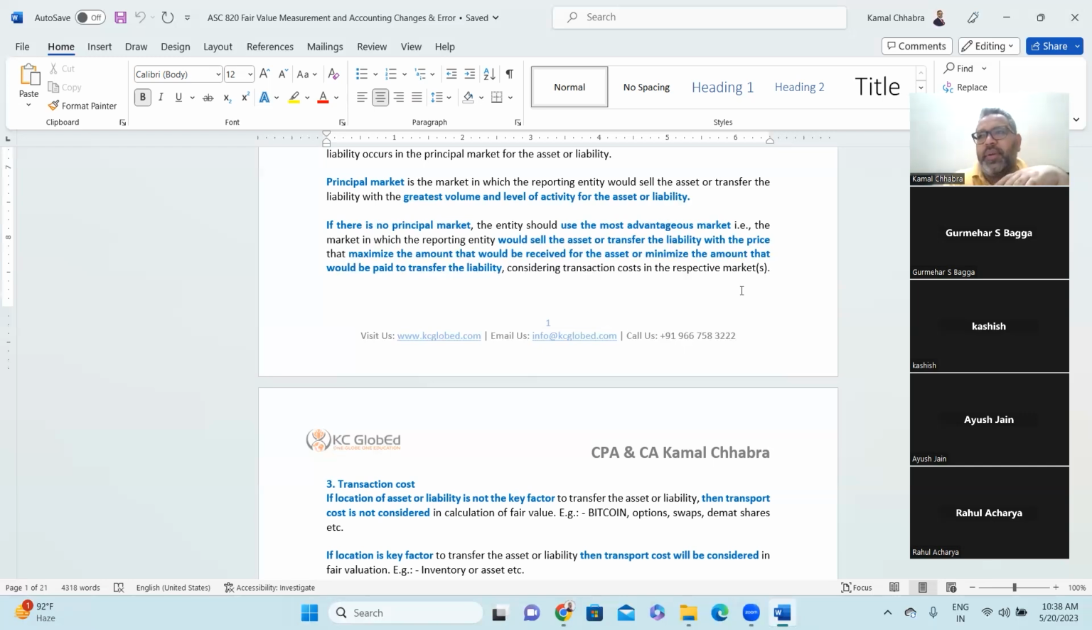For example, you have developed robotics. That's a very niche market, or maybe you have developed something like metaverse, or some agri-tech product, right? Which may not have an existing market. Then in that scenario, what option should you choose? The option you should choose is the most advantageous market.